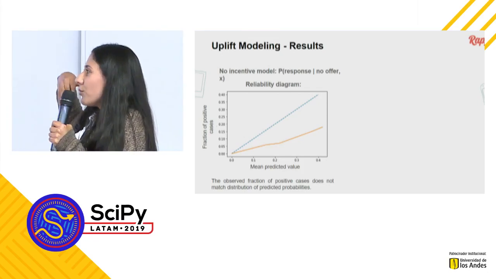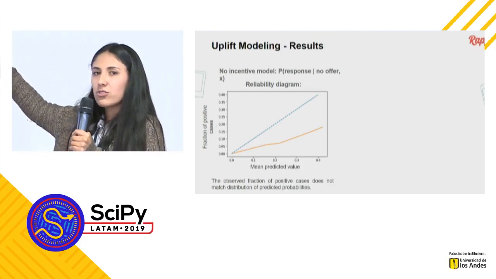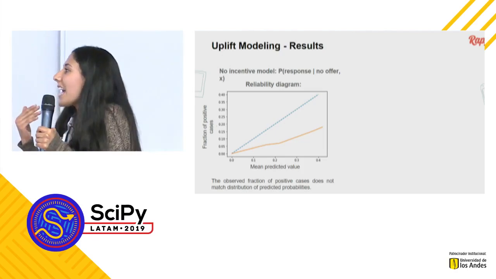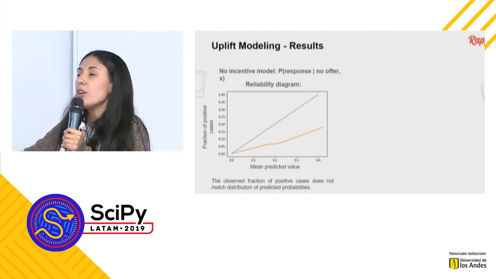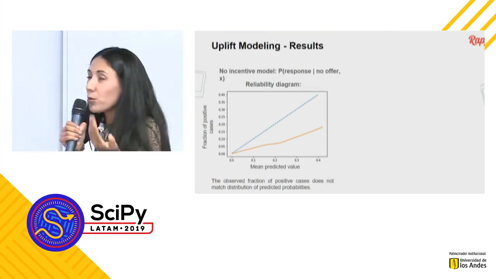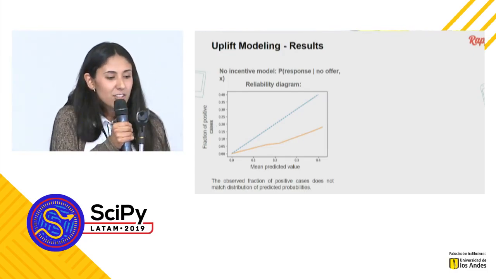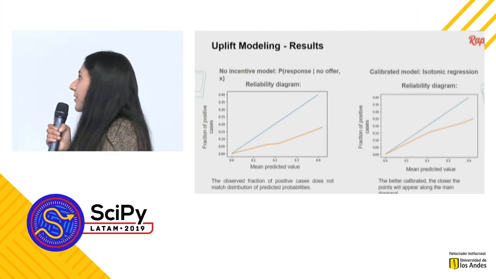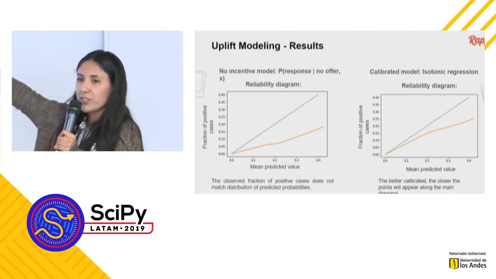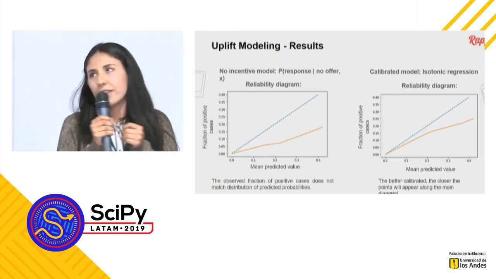So what we should expect is that the points should be close to the diagonal line. Why? Because the predicted value must be approximately the same as the fraction of positive cases for that predicted value. But we can see that this doesn't happen because the outputs of the model are not calibrated. So what we needed to do was to calibrate these outputs of the model. We did this with isotonic regression, that is one method of calibration. As we can see, after making the calibration, the points are much closer to the diagonal line. That means that the outputs of the model are better calibrated.